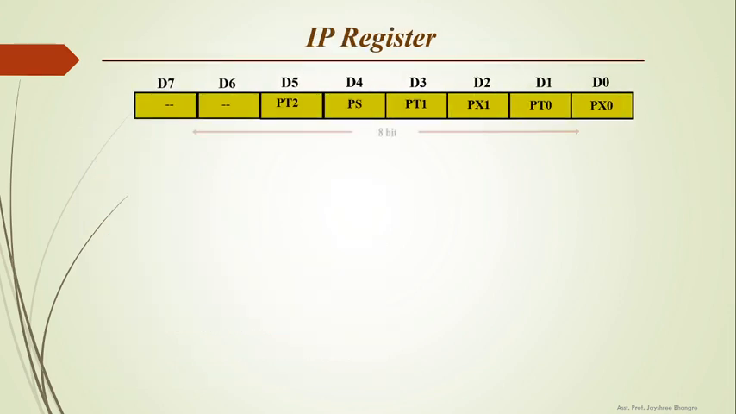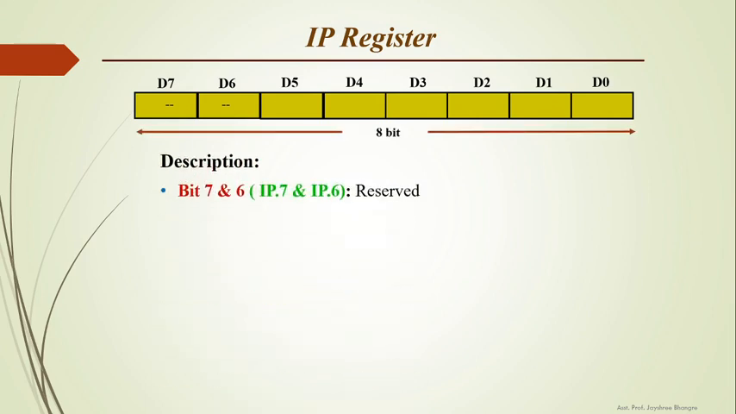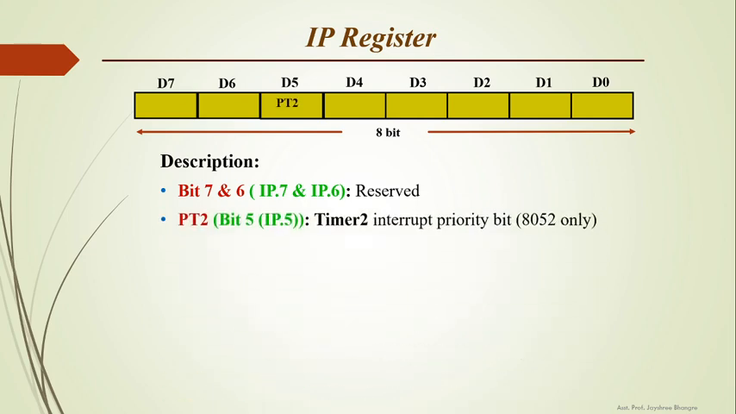IP register is nothing but the interrupt priority register. This register is used to change the priorities assigned to the interrupts. So this is also an 8-bit register. Bits D7 and D6 of this register are reserved. Then bit D5 is used for PT2, that is timer 2 interrupt priority bit.